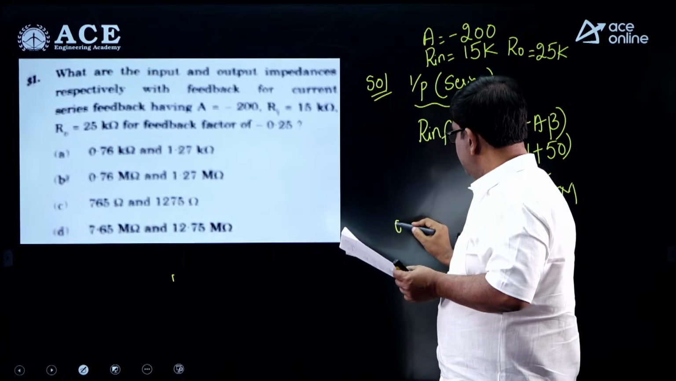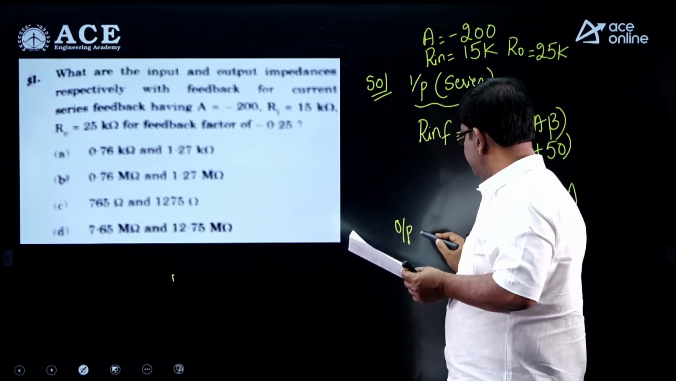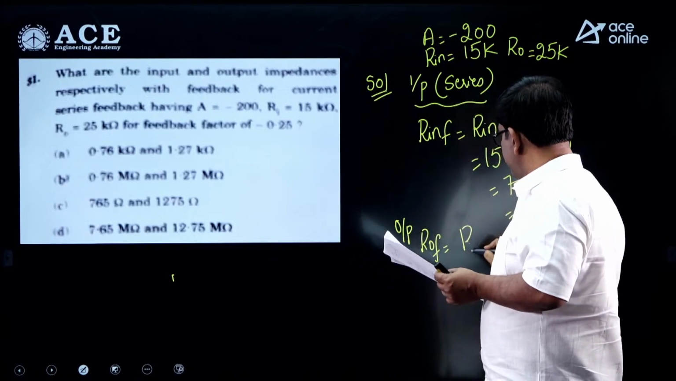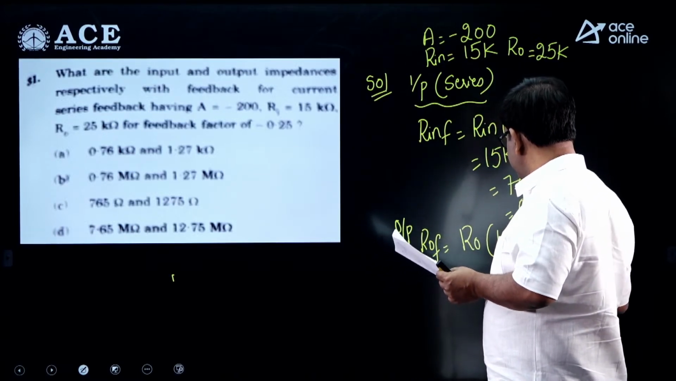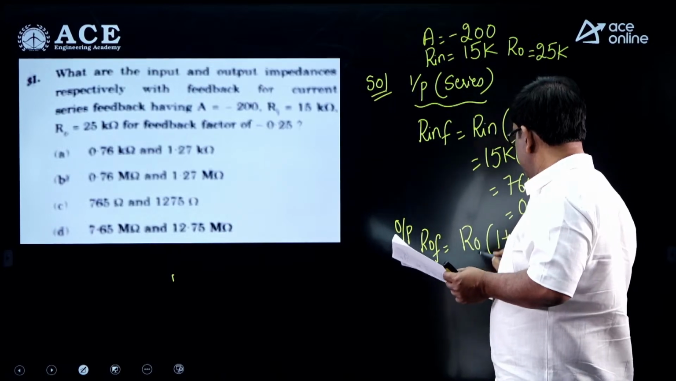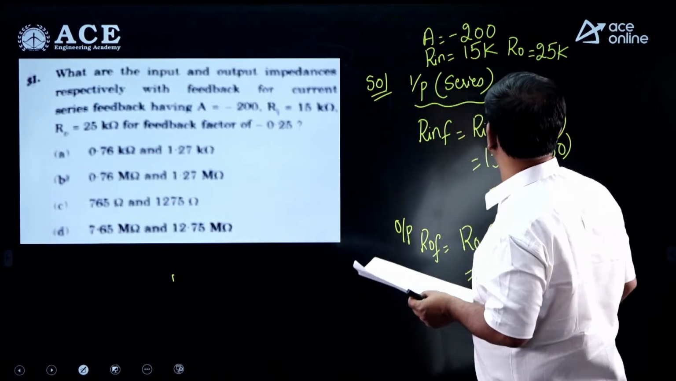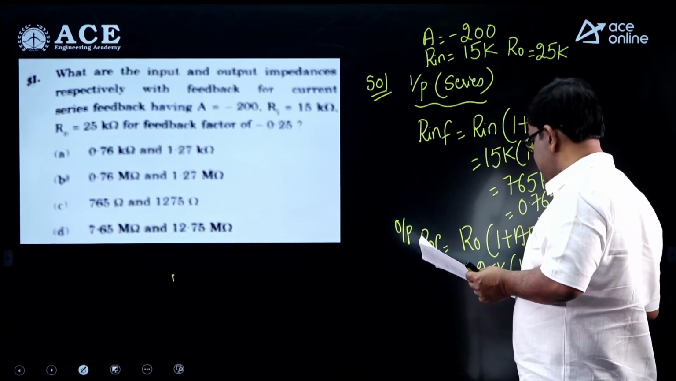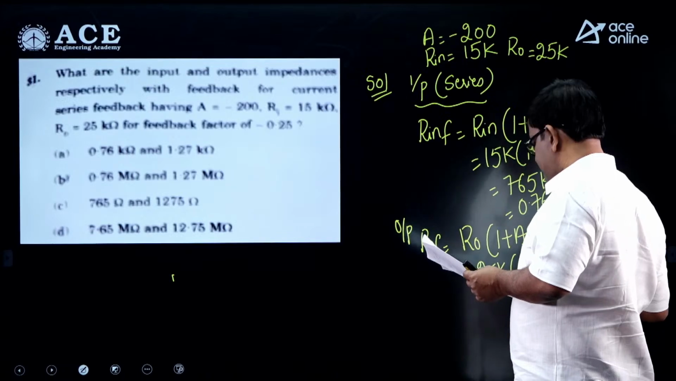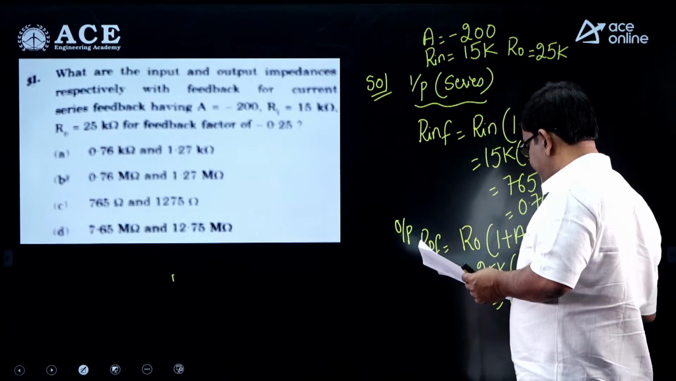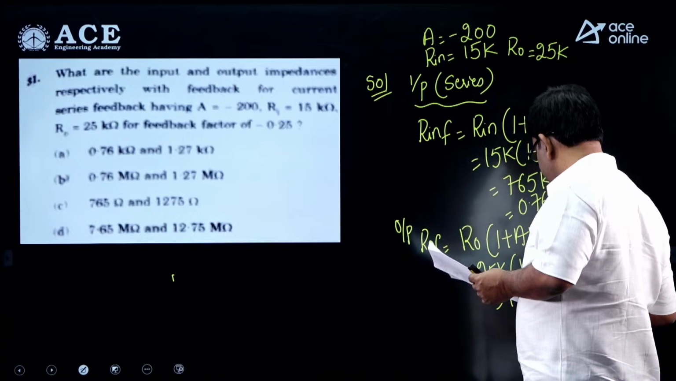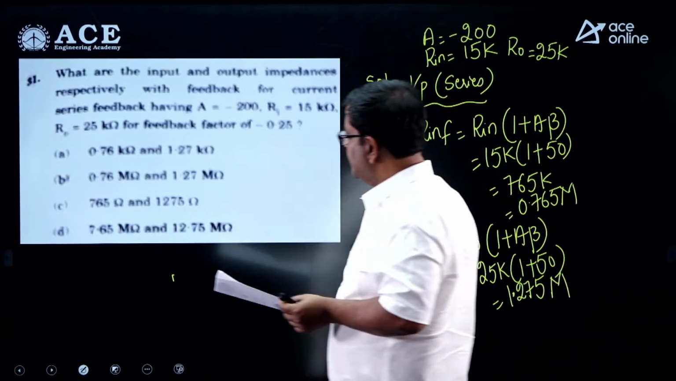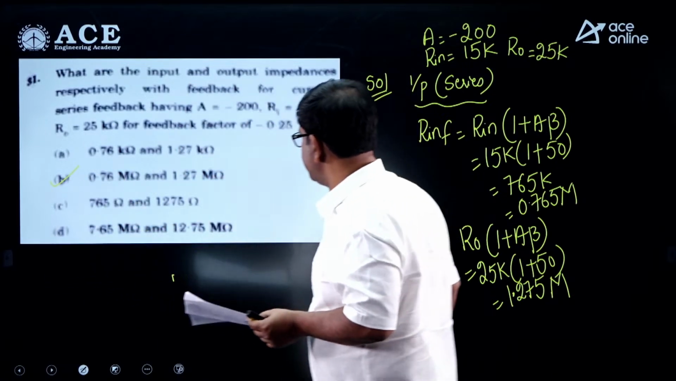And similarly, the output resistance with feedback is output resistance of the basic amplifier multiplied by 1 plus A beta. So output resistance, it's not clear, 25K into 1 plus 50. So that is going to be 1.275 mega. 1.275 mega. Option B is the solution.